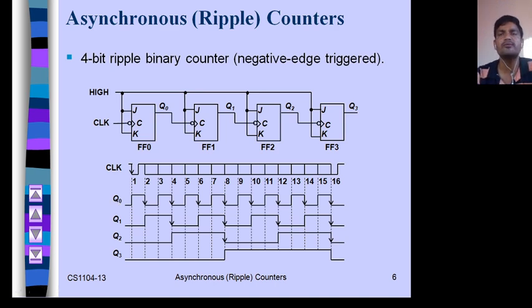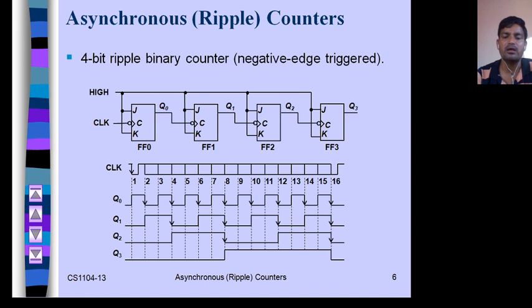Now it's all about your binary up asynchronous counter. Binary counter means the modulus of the counter equals 2 to the power n, where n is any number of flip flops. For example, in this case, mod 16 equals 2 to the power 4, so 4 flip flops are used.